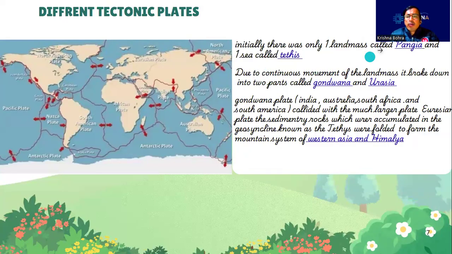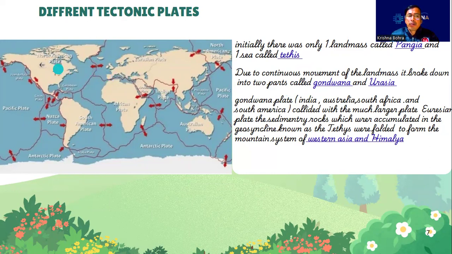Now, in the initial days of the Earth's forming, there was only one landmass and one mega sea, a mighty sea. The landmass was named Pangaea, and the sea is called the Tethys. Later on, this landmass broke down into two big, giant landmasses, that is Gondwana and Eurasia. And as time passed, these landmasses, Gondwana and Eurasia, again broke up into several parts. As a result, today we see seven major plates and some minor plates.